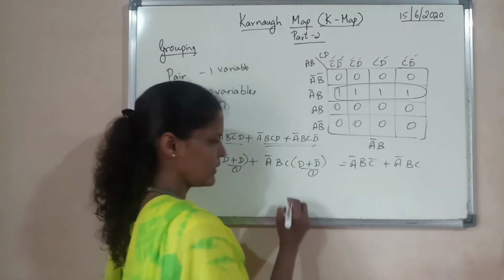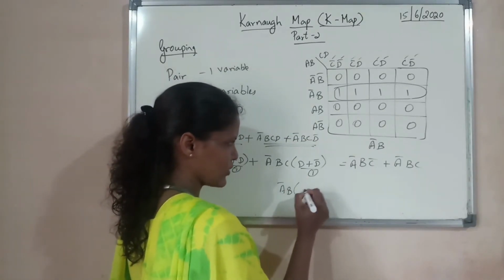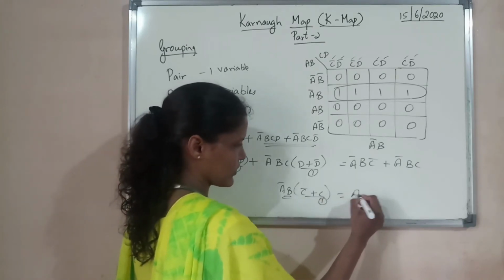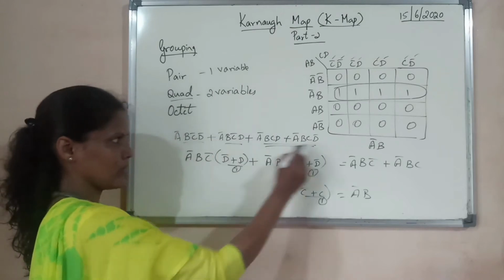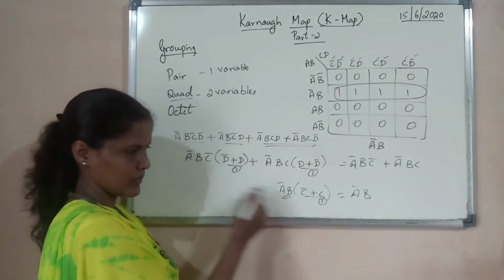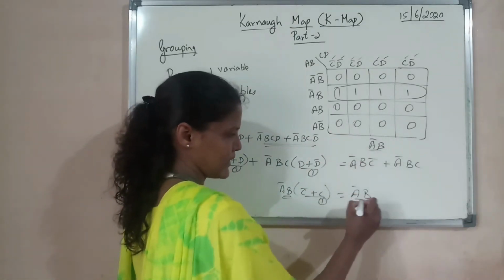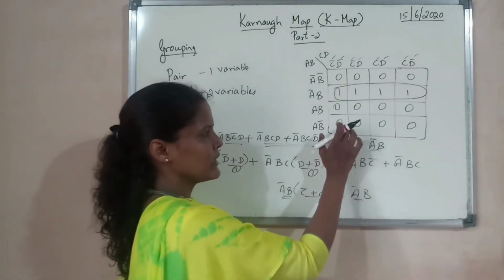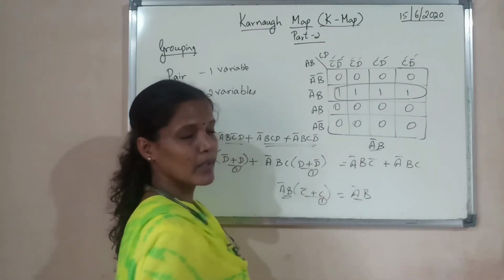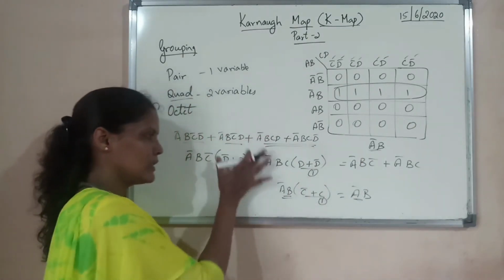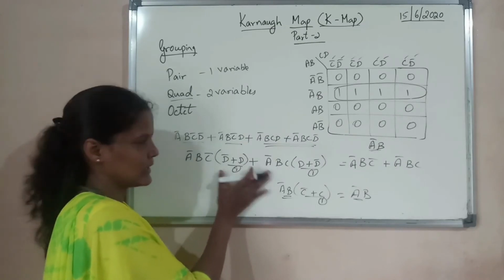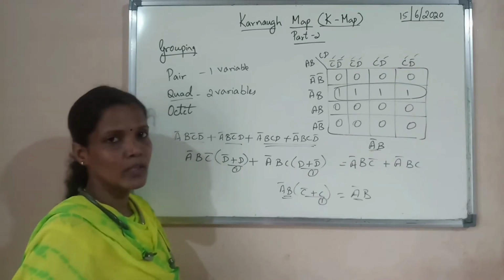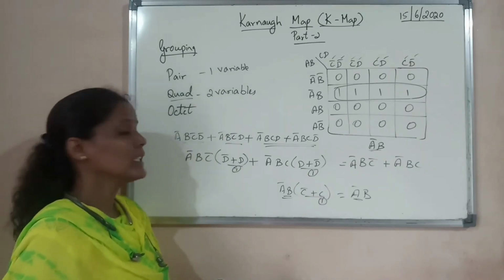In between these two terms, A bar B is the common factor. So I will be left with C bar plus C, and even this value is equal to 1. So the final simplified Boolean expression is A bar B, which is matching with the K-map method. So the K-map simplification of the Boolean expression is very, very simple compared with solving the Boolean expression using this traditional method, that is taking the common factors between the terms and eliminating the variables using some of the Boolean rules. So this is all about the quad.